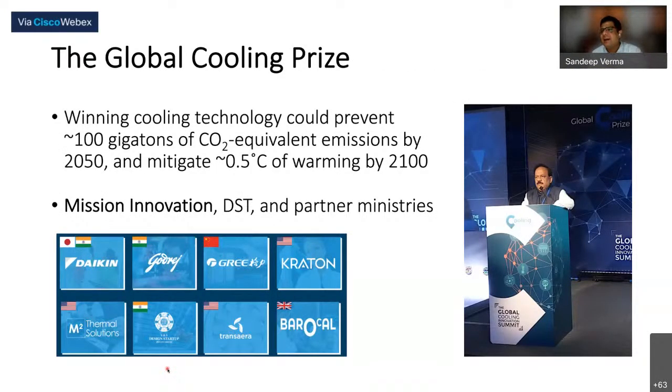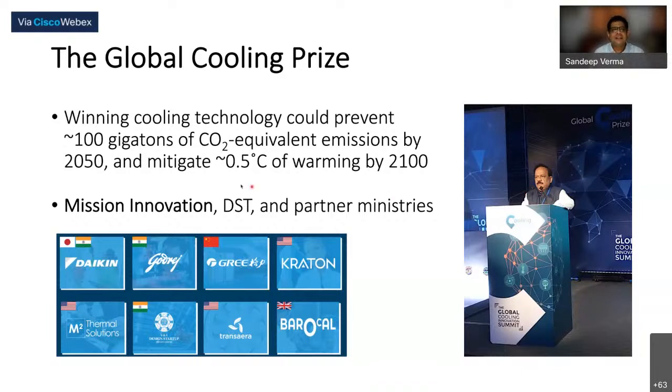Incidentally, although it is slightly away from energy, what DST has also been doing is that we are trying to incite people: can you come up with viable solutions for global cooling? And for this, a whole lot of industries came together with DST, and under Mission Innovation with the help of the launch, which was done by Honorable Minister of Science and Technology, Dr. Harshvardhanji, this call was launched.